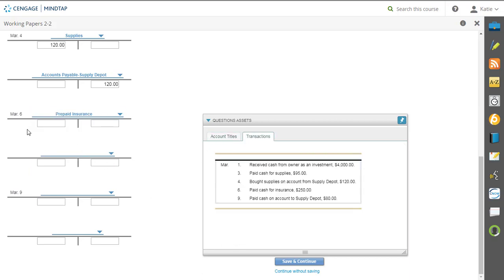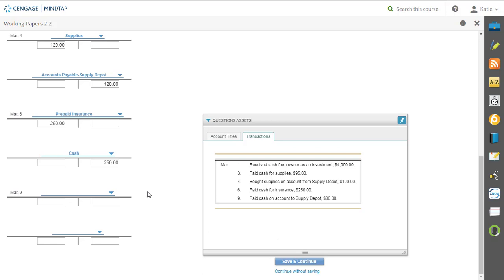I forgot the amount. Dominic, what's the other account that's being affected on March 6th? Okay. Do we have more cash or less cash? So cash is what type of an account? What is its normal balance? So we have less cash, like you said, so we have to credit cash for $250.